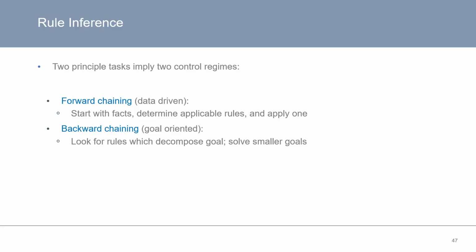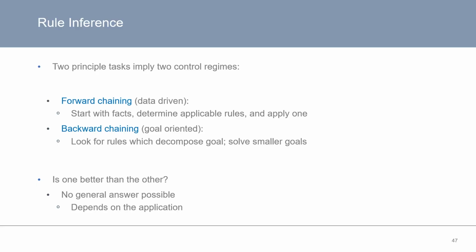Here, we look for rules which decompose the goal, and then we try to solve secondary subsequent goals until we've proven our original goal. You might initially wonder whether one of these control regimes is better than the other, but the answer to that question really depends on the application and the circumstances. As such, both are useful approaches that we'll want to keep in mind.